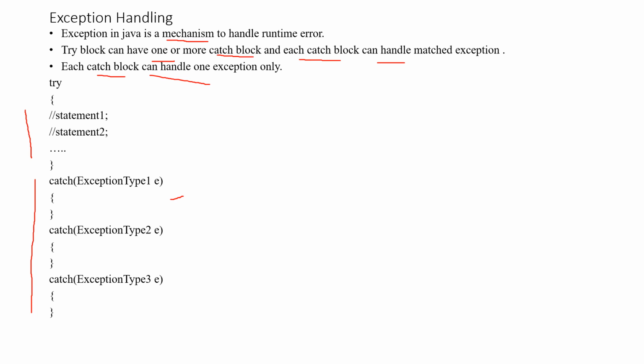If the try block throws a type 1 exception, this catch block will handle that exception. If the try statement throws a type 2 exception, this type 2 catch block will handle that exception. If the try block throws a type 3 exception, this type 3 catch block will handle that exception.